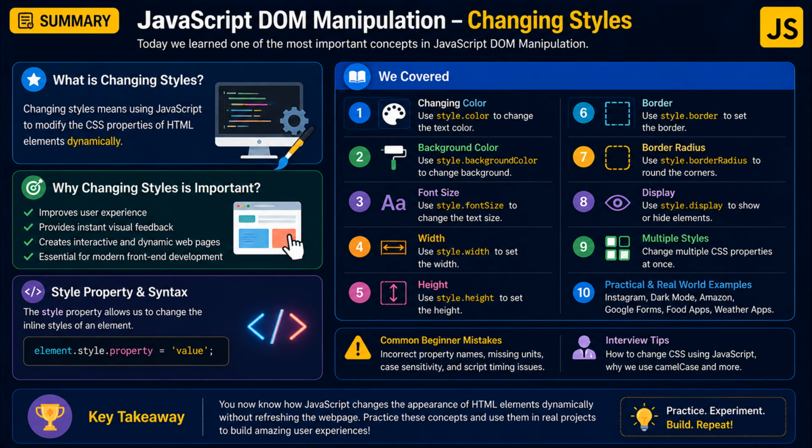Summary. Today we learned one of the most important concepts in JavaScript DOM manipulation: changing styles. We covered what is changing styles, why changing styles is important, the style property, syntax, changing color, background color, font size, width, height, border radius, display, multiple styles, practical examples, real-world examples, common beginner mistakes, and interview tips. Now you know how JavaScript changes the appearance of HTML elements dynamically without refreshing the web page.